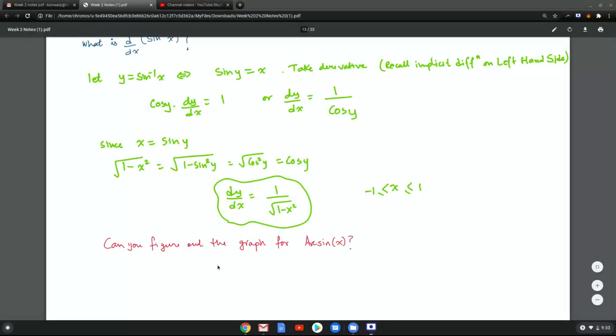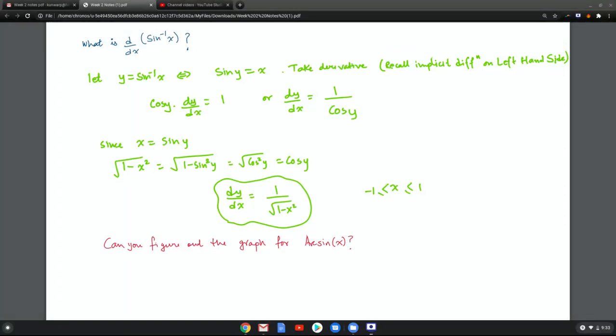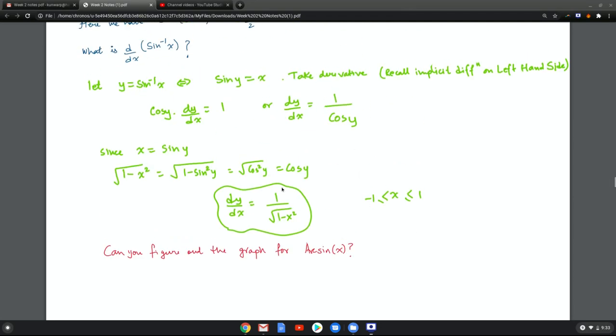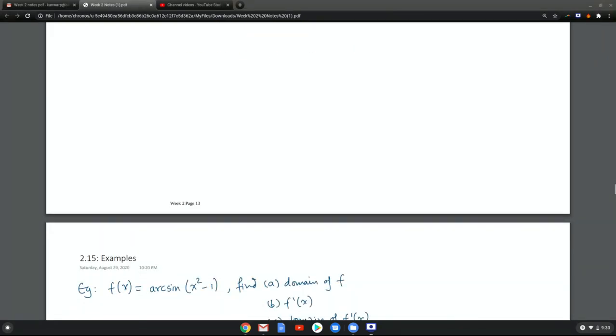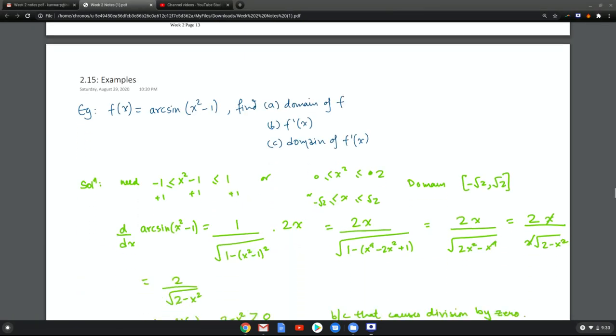Now a question for you: can you figure out the graph for arc sine of x? Recall, we learned how to find the graph of the inverse function if you have the original function f of x. Now you also need to know the derivative of the other remaining inverse functions, and as an exercise you can try deriving those just for practice. Let's look at an example.